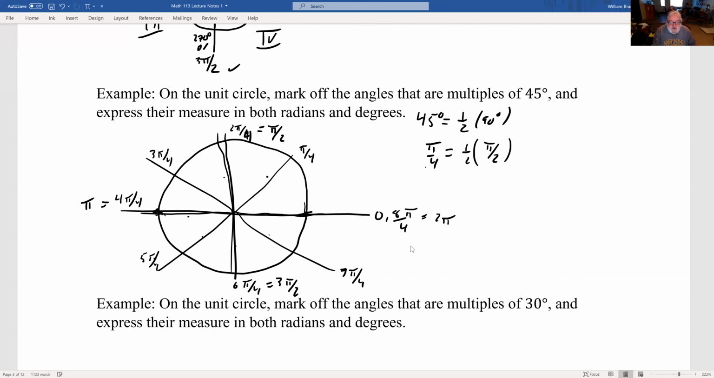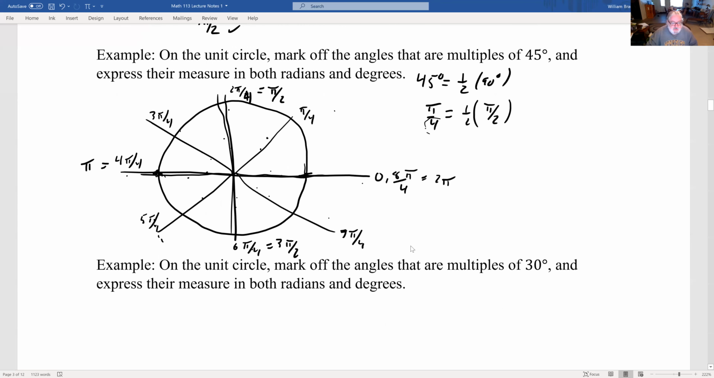So the denominator tells you how many angles you have to have in the top, 4, and then how many more in the bottom, 1, 2, 3, 4. And that gives you the 8 angles that you need. 45 degrees, 90 degrees, 135, 180, 225, 270, 315, 360, if you go around by 45s.